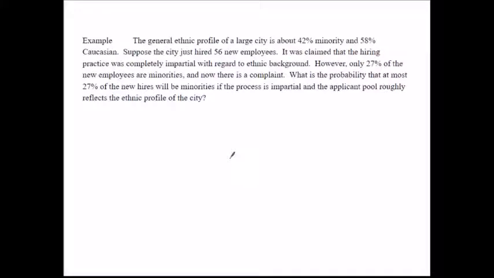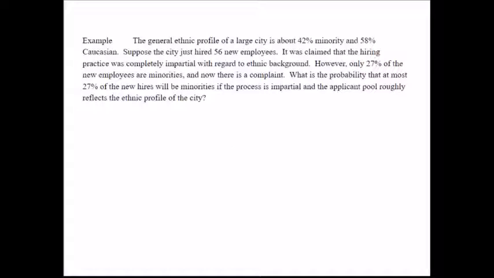All right, here's another example. The general ethnic profile of a large city is about 42% minority and 58% Caucasian. Suppose the city just hired 56 new employees. It was claimed that the hiring practice was completely impartial with regard to ethnic background. However, only 27% of the new employees are minorities, and now there is a complaint. What is the probability that at most 27% of the new hires will be minorities if the process is impartial and the applicant pool roughly reflects the ethnic profile of the city?